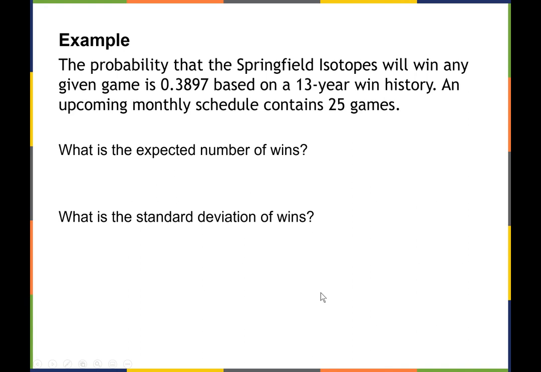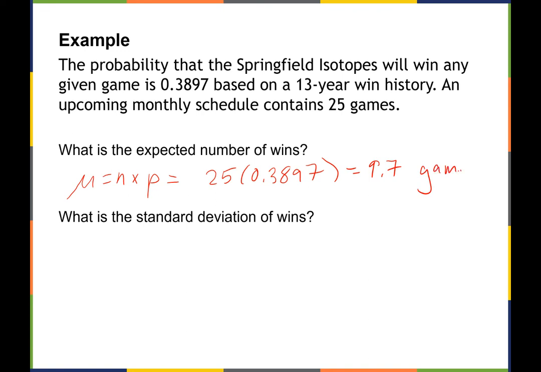Let's go ahead and calculate this by hand. What is the expected number of wins? We're going to use mu equals n times p. So in this one, that's 25 times 0.3897, which I actually have a calculator for today. 25 times 0.3897 is equal to 9.7 games they think they might win.